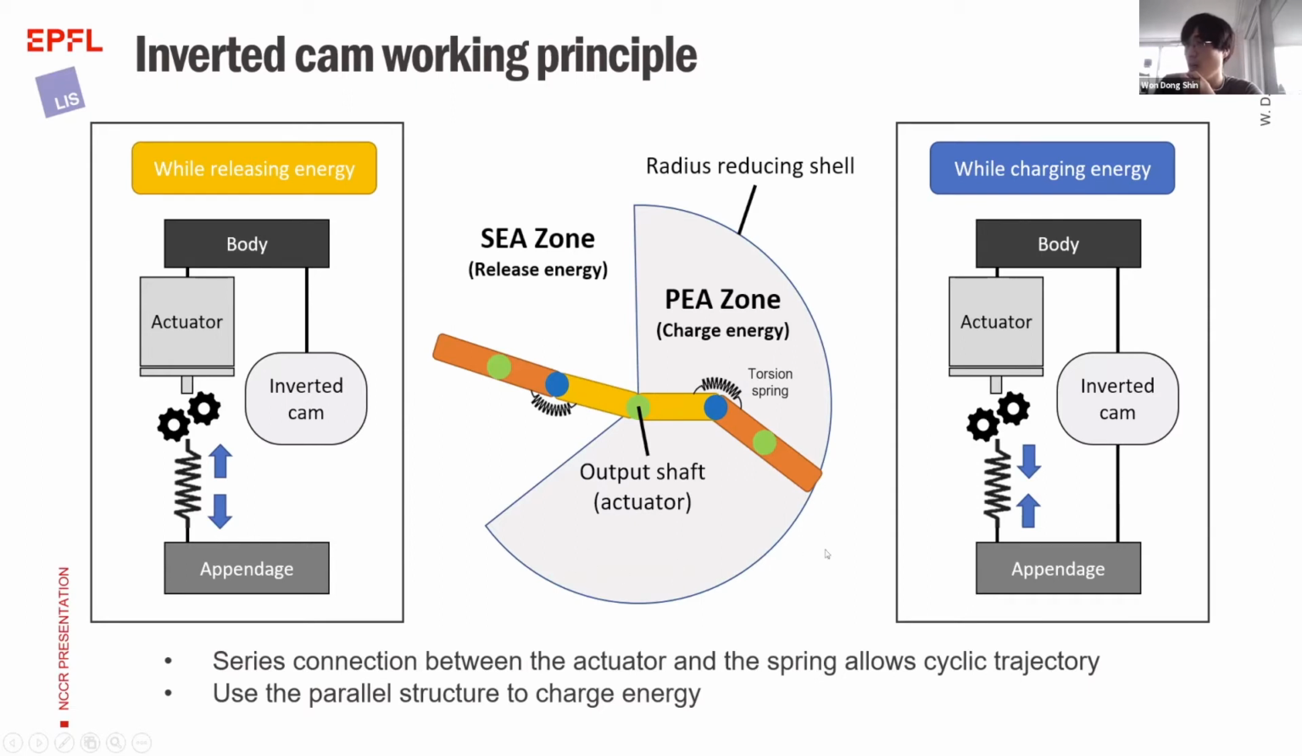But then when it leaves this shell, we release energy, and the connection between the inverted cam and the leg is not broken. So it only acts just like a series elastic actuation. This is how we could combine the series elastic actuation for the entire system, but charge the energy by using the parallel elastic actuation. So this was my solution to solve the problem.